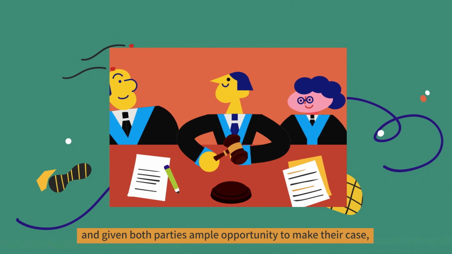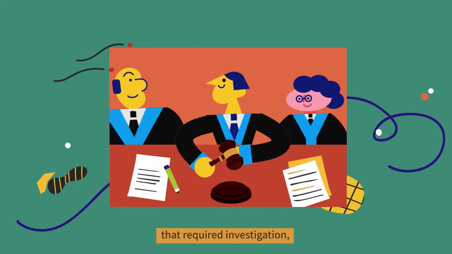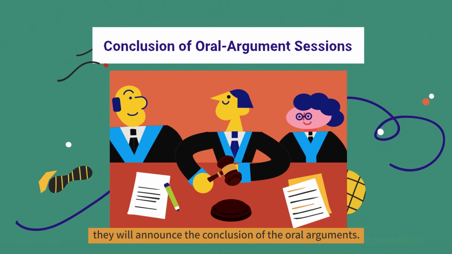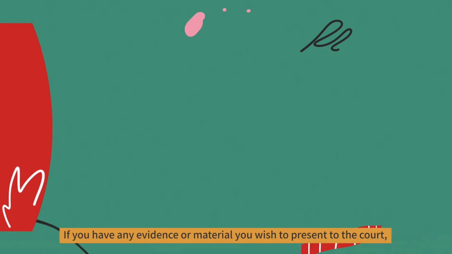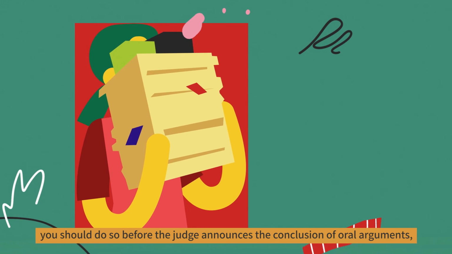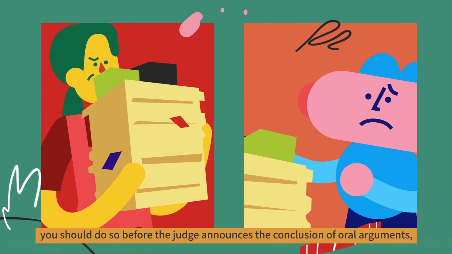After the court has undergone the necessary investigation of evidence and given both parties ample opportunity to make their case, if the judge thinks that the court has clarified everything, the required investigation, they will announce the conclusion of the oral arguments. If you have any evidence or material you wish to present to the court, you should do so before the judge announces the conclusion of oral arguments.